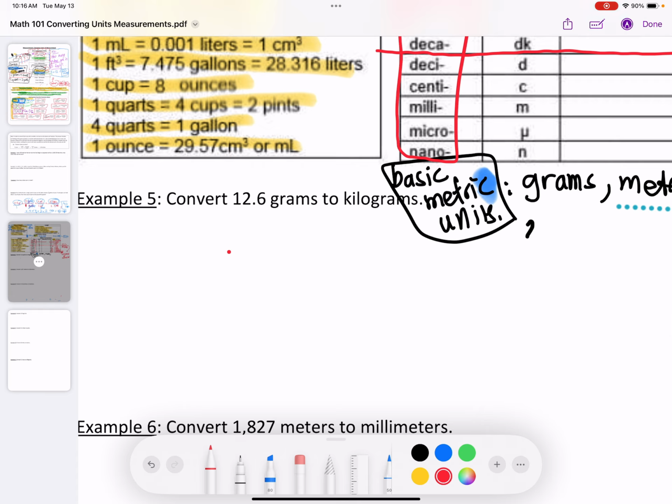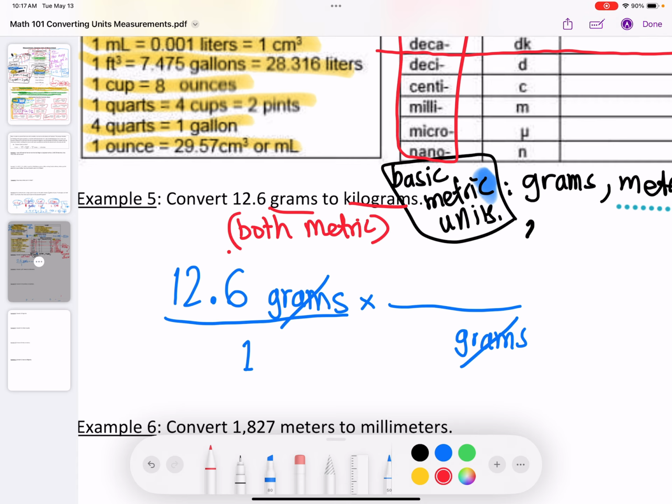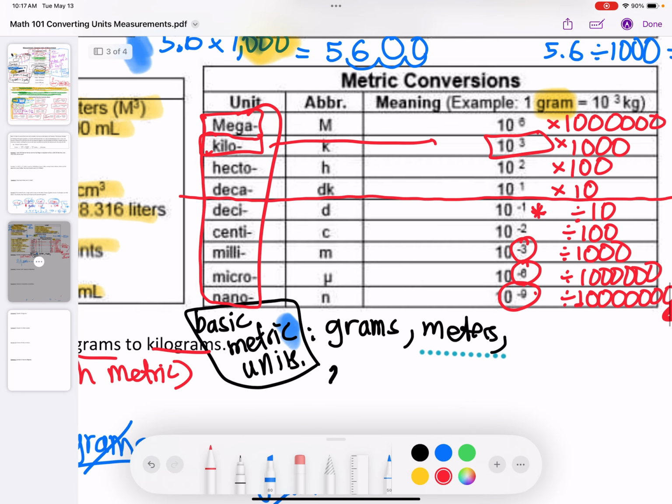All right, so grams to kilograms. That's one we were talking about. 12.6 grams to kilograms. Let me look back at what we got, so many units now. For sure, whatever I do, I want to make sure I get grams to go away. So I want a conversion that goes from grams to maybe kilograms, and I definitely want grams to be in the denominator. But grams and kilograms are both metric units, so we should just have to use that last table.